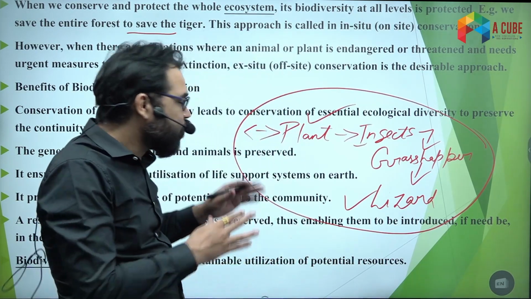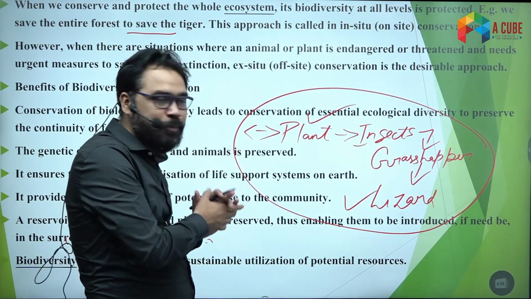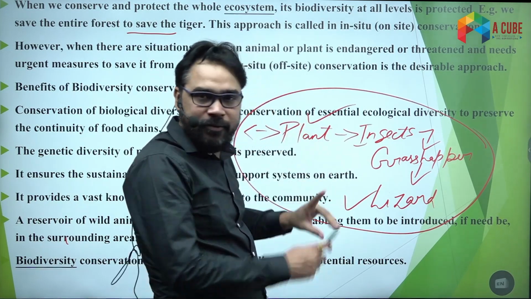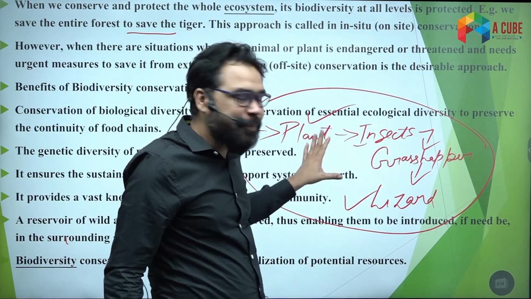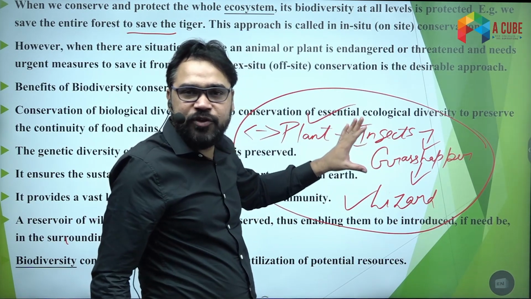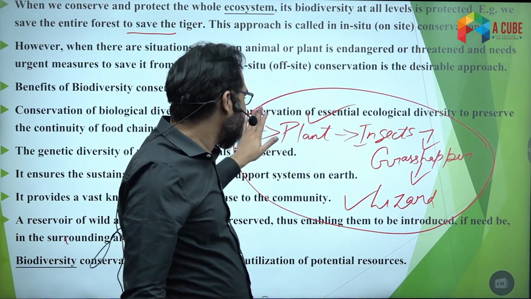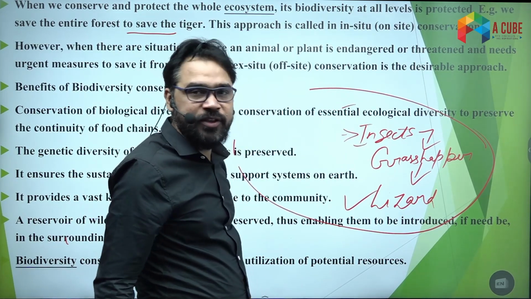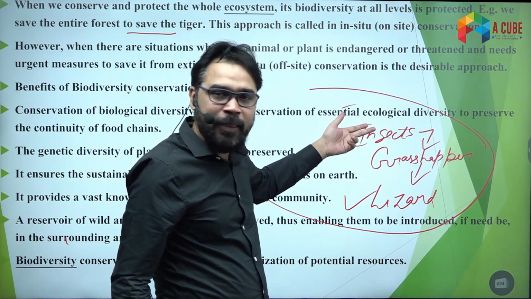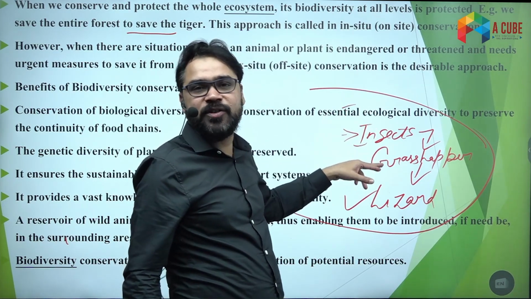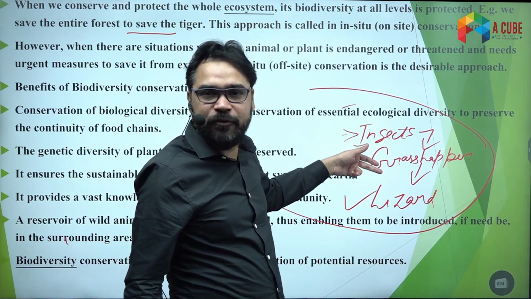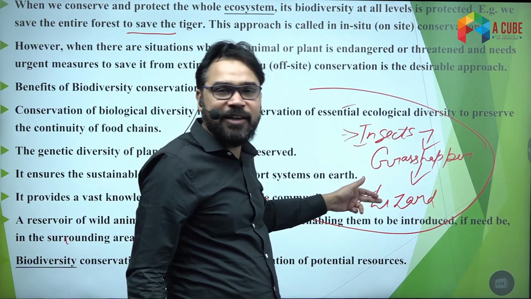This kind of situation, this kind of food chain is very important. Just imagine, if just one species disappears from this entire food chain, the entire food chain will be disrupted. Say, what will happen if plants are not present? No food for insects, ultimately insects will start dying. When insects start dying, grasshoppers, at one point of time, won't have any food, and they will also start dying.